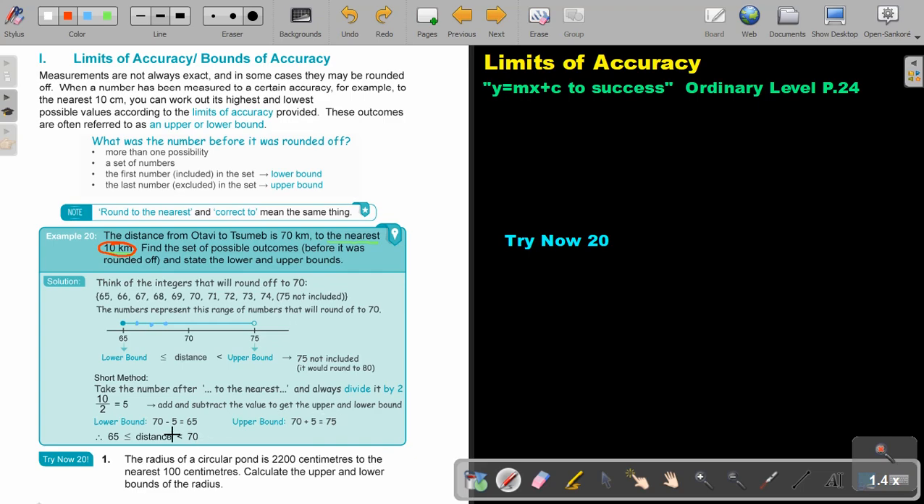65, 75, and remember, this 65 is included, that's why there's an equal sign. This 75 is not included, that's why there's not an equal sign. And this statement means that number line. It's all the possibilities between that beginning, lower bound, and upper bound, which is not included.